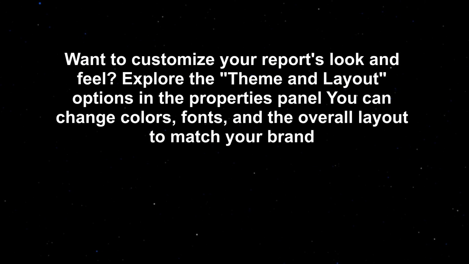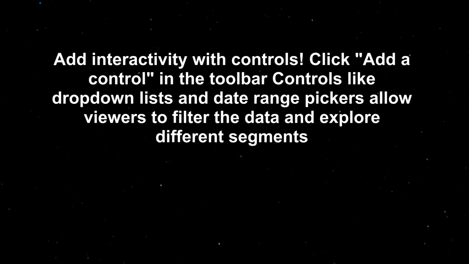Explore the theme and layout options in the Properties panel. You can change colors, fonts, and the overall layout to match your brand. Add interactivity with controls. Click Add a control in the toolbar. Controls like drop-down lists and date range pickers allow viewers to filter the data and explore different segments.